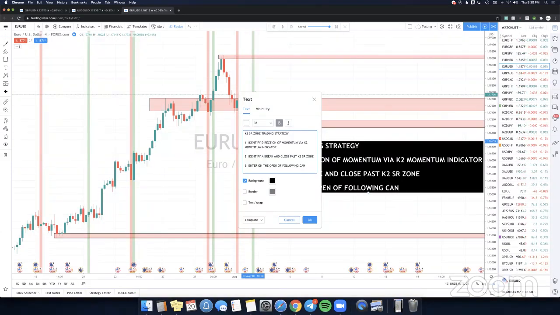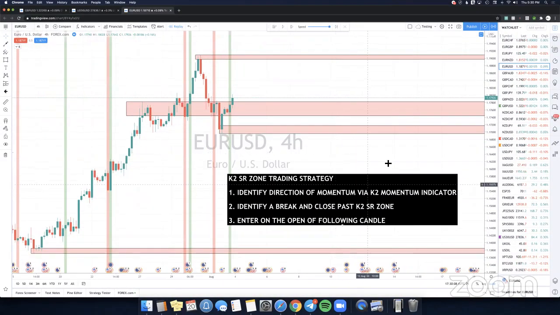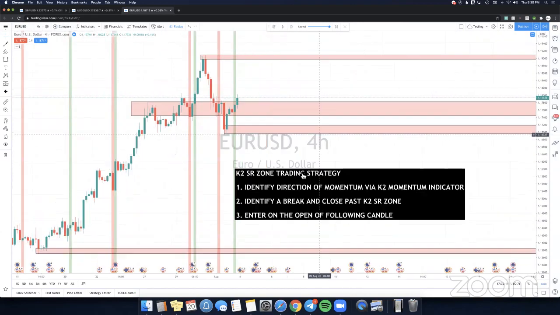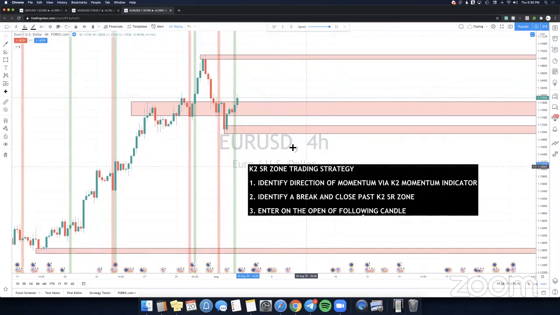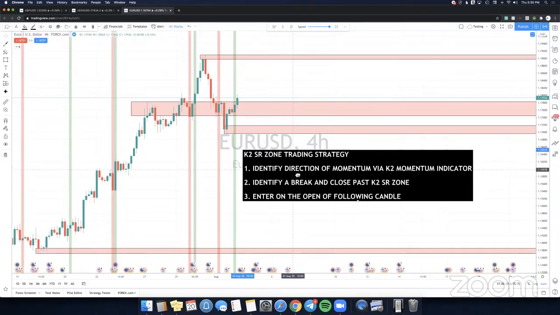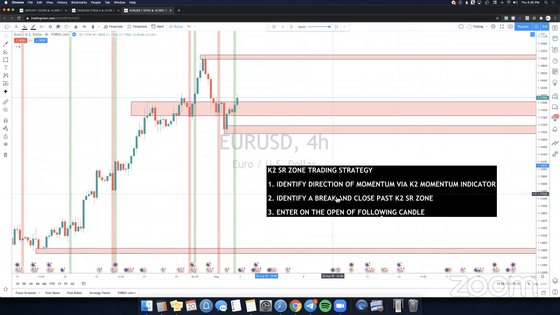So it's real simple, guys. If you look at all the strategies, I make them as simple as possible. It's really hard for you to mess this up because if the requirements aren't met, then you don't take the trade. The only reason you take the trade is if the requirements were met. So right here, you want to identify the direction of momentum using the K2 momentum indicator. Basically, right here, we have a buy momentum signal, right? So in this situation, we're identifying that price is going to continue upwards. If we have a sell indicator, then we're identifying that as either a retracement or a momentum swing downwards.